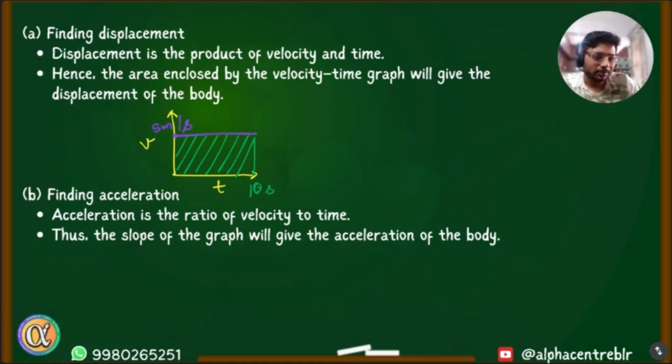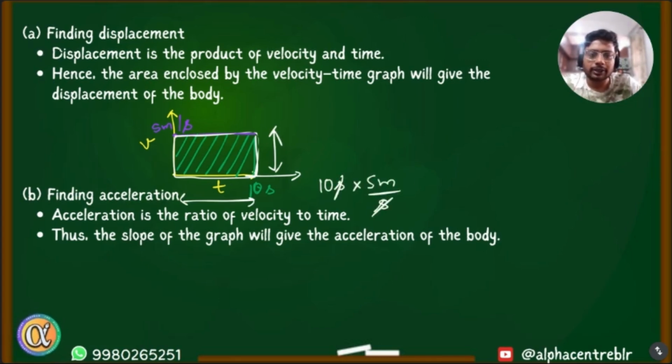Now let me just complicate this simple thing. You have drawn the velocity time graph, 5 meters per second for 10 seconds. If you want to find the displacement in 10 seconds, find the area under this graph between 0 and 10 seconds. It's a rectangle, and the area of a rectangle is length multiplied by breadth. Length is 10 seconds and breadth is 5 meters per second. Seconds cancel. If you multiply, you get 50 meters. So can I say, just find the area under the graph to find the displacement?